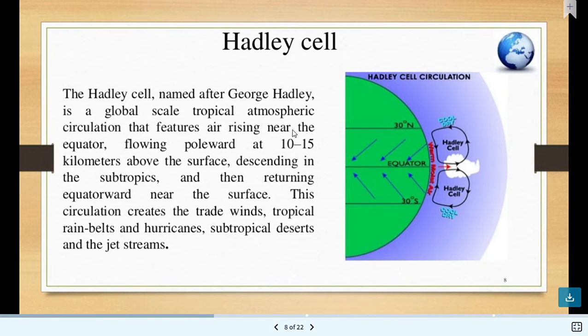Hadley cell. The Hadley cell, named after George Hadley, is a global-scale tropical atmospheric circulation that features air rising near the equator, flowing poleward at 10 to 15 kilometers above the surface, descending in the subtropics, and then returning equatorward near the surface. These circulations create the trade winds, tropical rain belts and hurricanes, subtropical deserts, and jet streams. That is the example of the Hadley cell.